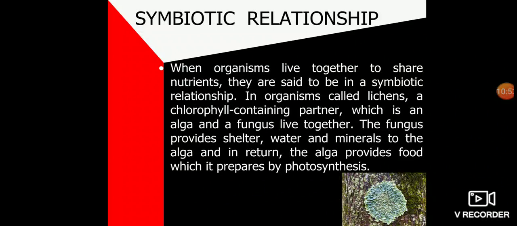for their growth. In return, leguminous plants give food and shelter to Rhizobium bacteria. Thus, Rhizobium bacteria and leguminous plants have a symbiotic relationship. Here, both gain from each other. So, this is called symbiotic relationship. Hope you have understood this relationship.